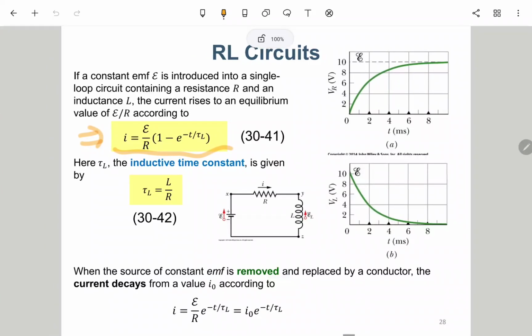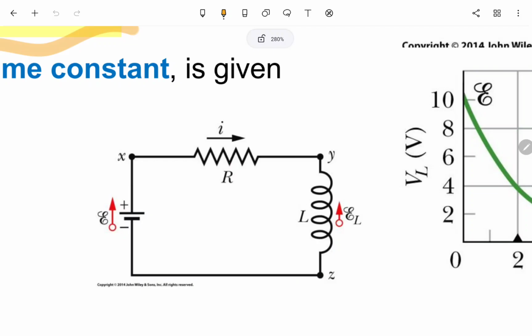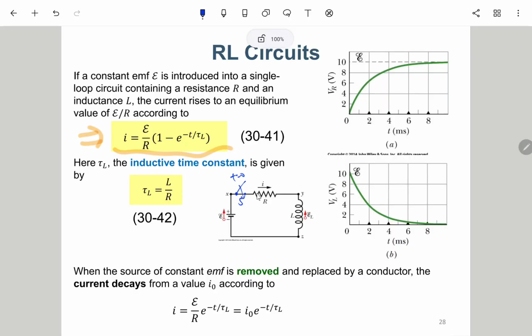Or you can imagine there is a switch here at t equals 0. It tries to close the circuit, so that the current will be like this. It looks complicated, but actually it's not. Let me try to tell you how we can understand this one. It's not that complicated. You can actually substitute a few points so that you can have some idea.